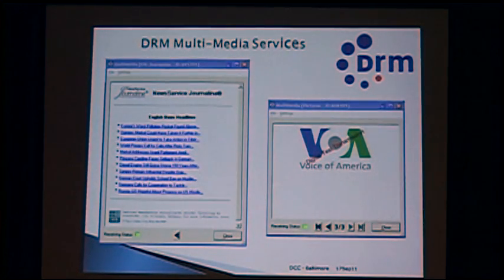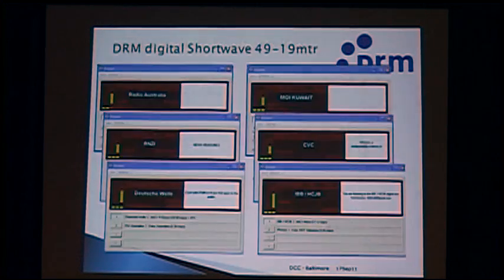DRM also can provide a journaline, that is, text with it, and they can also send pictures, JPEG pictures, at the same time. These are actually hyperlinks of news right here. Just click on them, and you can pick up quite a bit of information through their journaline.